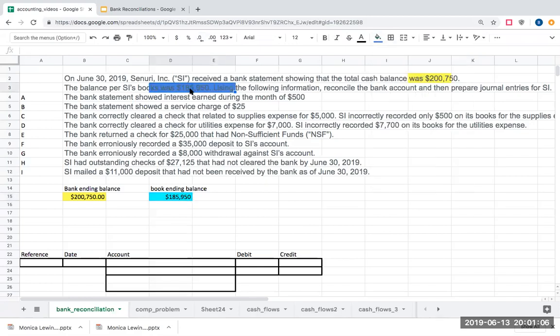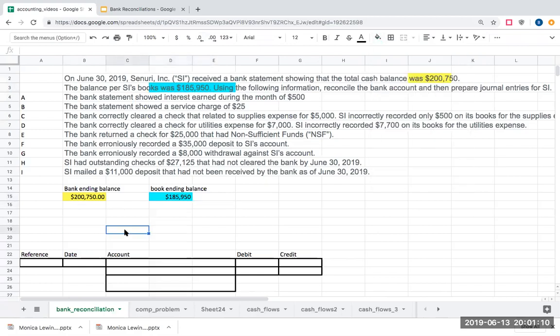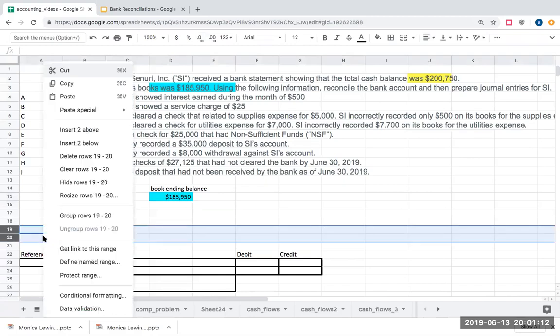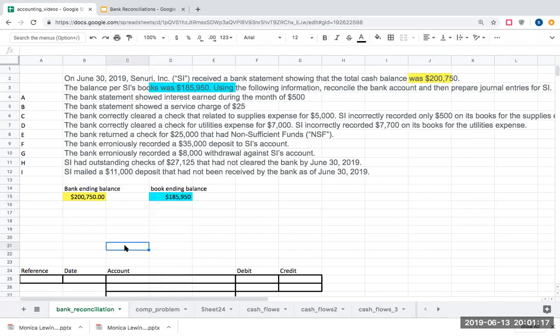So once I have this part here, now what I need to do is reconcile these, so that at the end of the day we have a reconciled balance where both the bank and the book ending balance will be the same. So let's go ahead and start with each one of these over here.